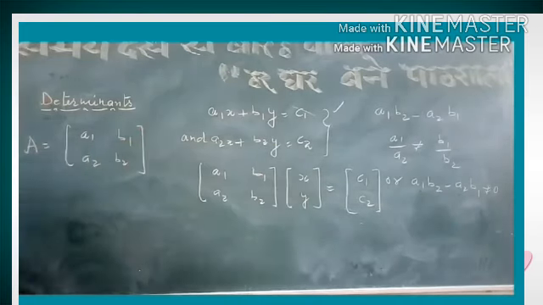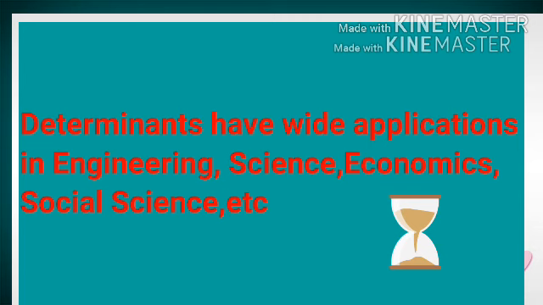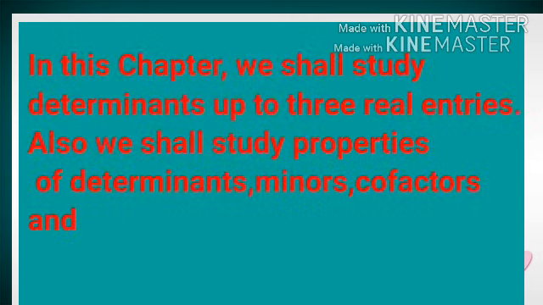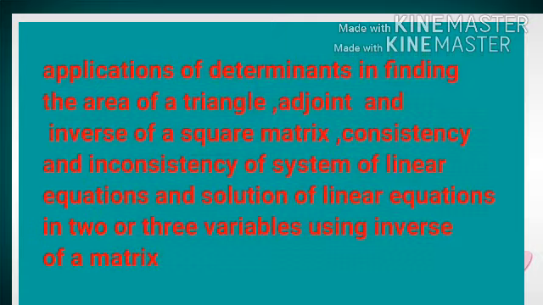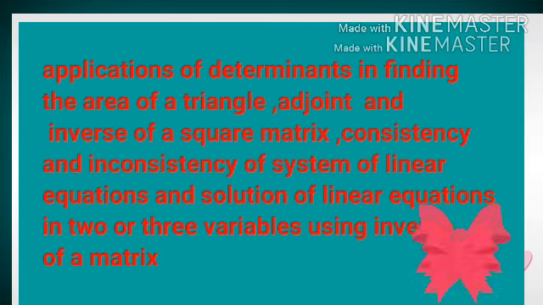Students, determinants have wide applications in engineering, science, economics, social science etcetera. In this chapter we shall study determinants up to 3 real entries, order 3. Also we shall study properties of determinants, minors, cofactors and application of determinants in finding the area of a triangle, adjoint and inverse of a square matrix, consistency and inconsistency of a system of linear equations, and solution of linear equations in 2 or 3 variables using the inverse of a matrix.